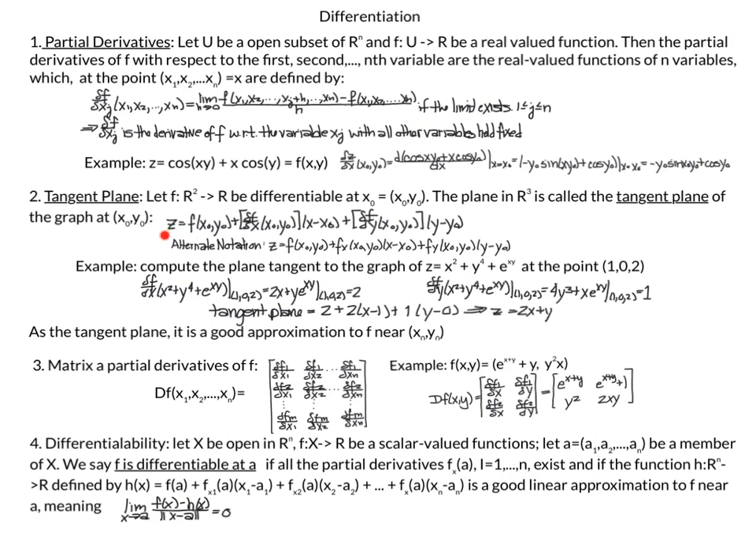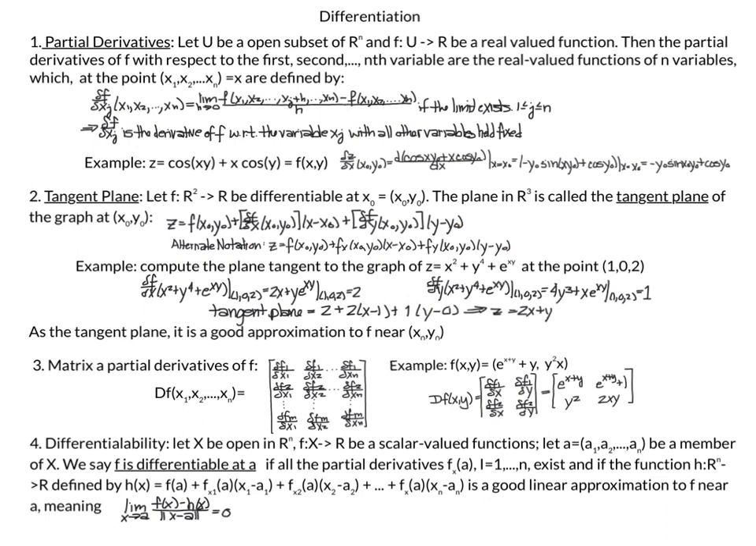So z is equal to, this is the tangent plane, z is equal to f of (x0, y0) plus ∂f/∂x evaluated at (x0, y0). So this is the derivative with respect to x evaluated at (x0, y0) times (x minus x0) plus the derivative of f with respect to y evaluated at (x0, y0) times (y minus y0).